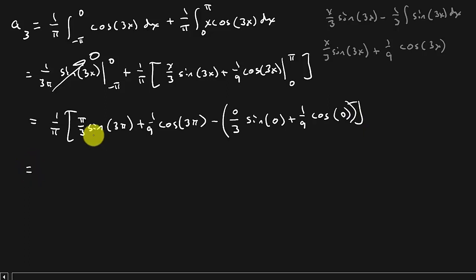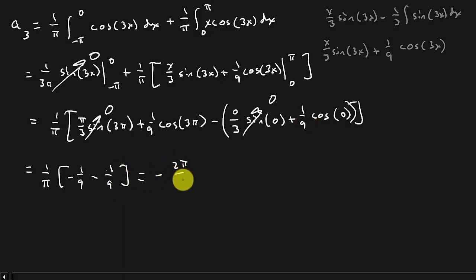All right, so look at this. This term here goes to 0. This term here goes to 0. And so that's going to be 1 over pi times cosine of 3 pi is what? Cosine of 3 pi is -1. -1 times 1/9 is -1/9. Minus cosine of 0 is 1. 1 times 1/9 is 1/9. And so we're going to get -2 pi over 9. And there's your A3.